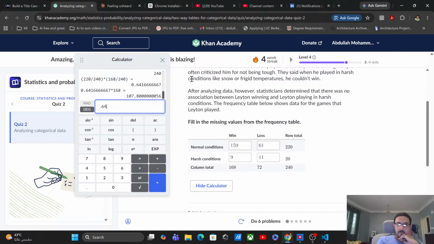Point 64, 220, 140.8. It's also not gonna work. Where did I go wrong?